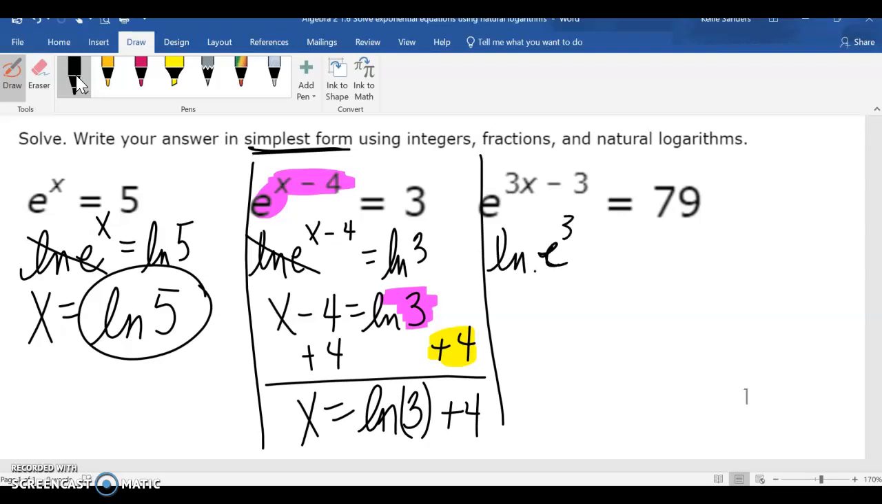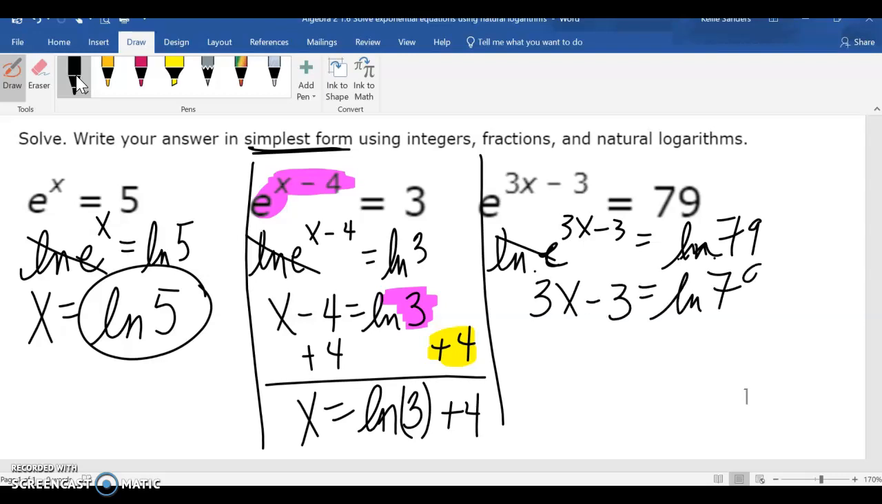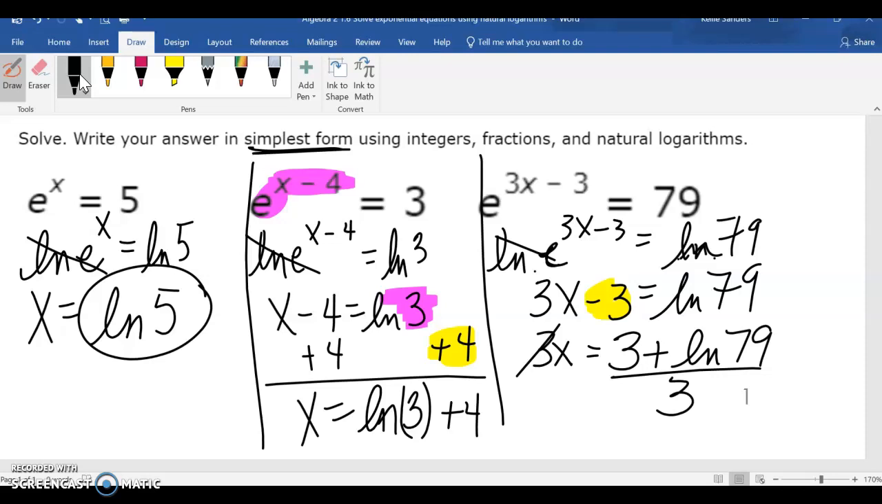Natural log e to the 3x minus 3 equals natural log 79. 3x minus 3 equals natural log 79. If I'm going to get the x by itself, then I'm going to add this 3 first. And what we could do is plus 3, or a positive 3. I could put that positive 3 in front so you don't get as confused. And then we would divide by 3.